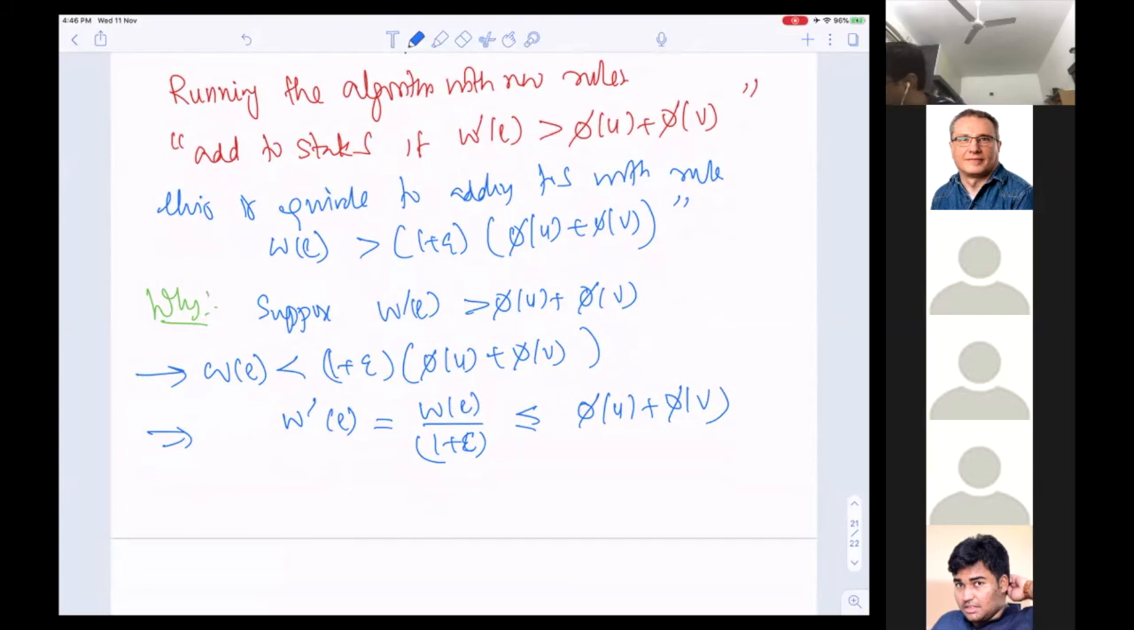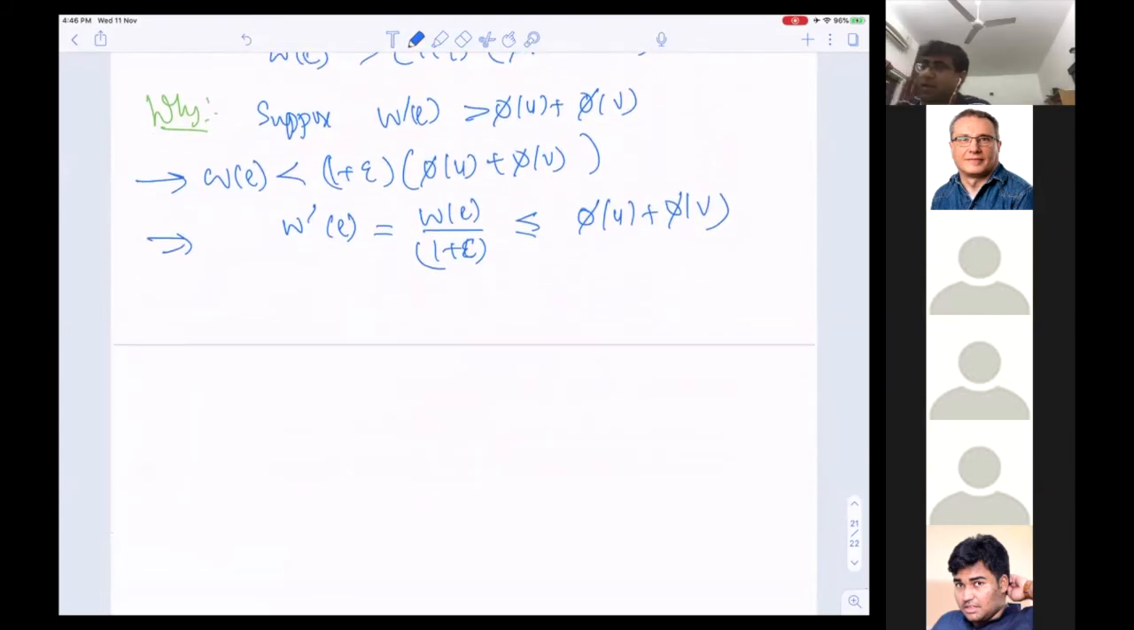Now, what have we shown with respect to this? That with respect to this, we do have a factor 2 approximation. So what does it mean? It means that weight prime of M is at least weight prime of M star.